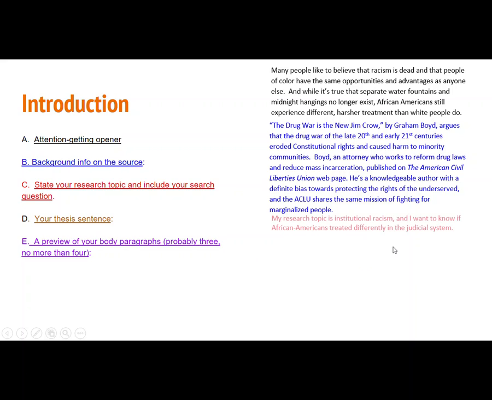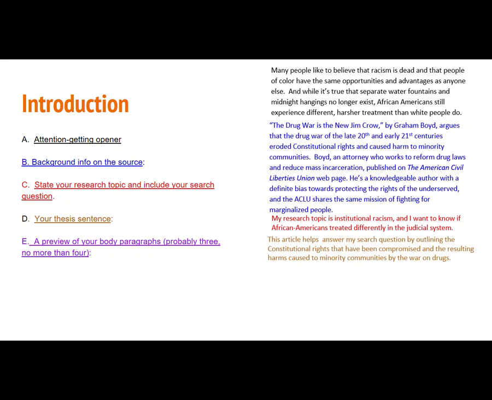The next thing you do is you state your research topic and your search question. You identified those two things in the research proposal. And if they haven't changed, just migrate them to this paragraph. If they have changed, that's okay. But be really direct about telling me, this is my topic, this is my question. My research topic is institutional racism, and I want to know if African Americans are treated differently in the judicial system. And I just saw that I left out a verb. I will fix that. The next thing you do is you give your thesis sentence.